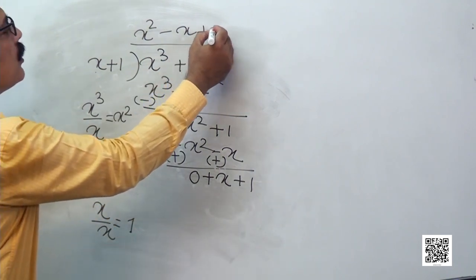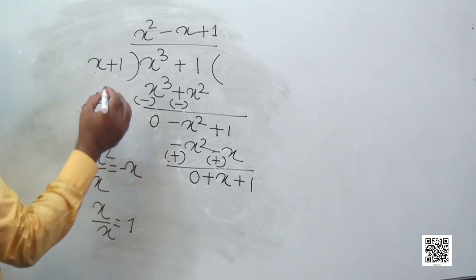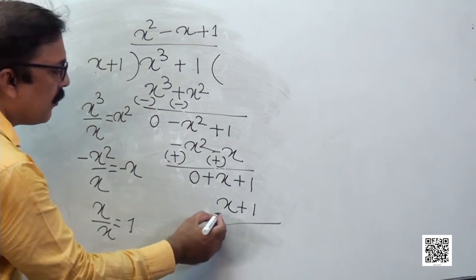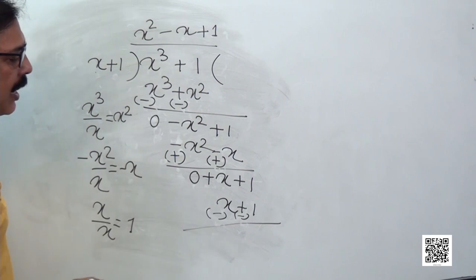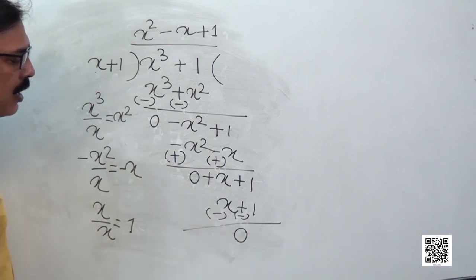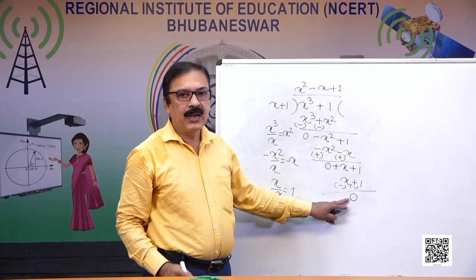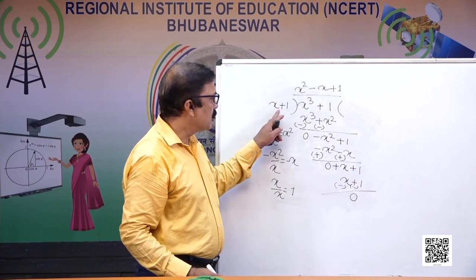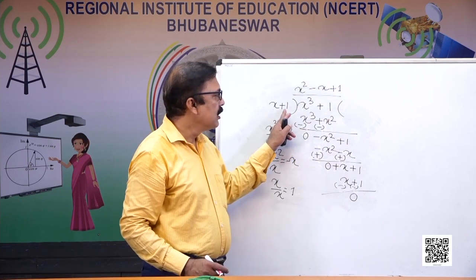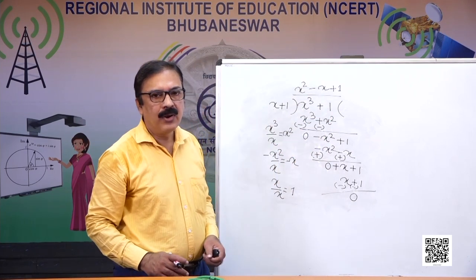So the third term of the quotient is 1. Multiply this 1 with x plus 1 will give x plus 1. Now subtract. If we subtract it, then what do we get? x minus x is 0, plus 1 minus 1 is 0. Earlier we got the remainder as 0 using the remainder theorem. So in that case, x plus 1 and x cube plus 1, what is their relationship? x plus 1 is a factor of x cube plus 1, and x cube plus 1 is a multiple of x plus 1.